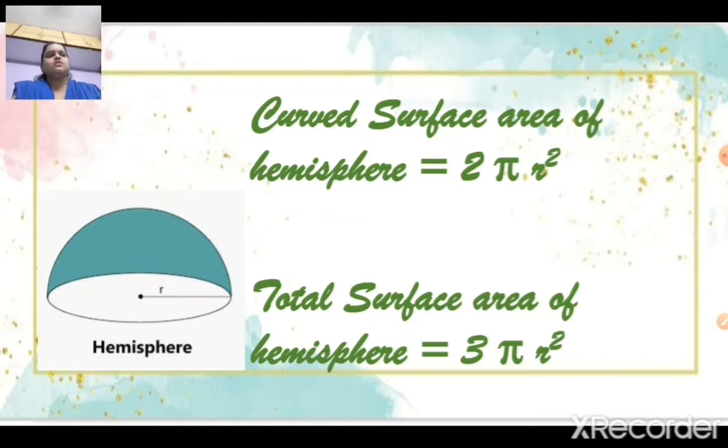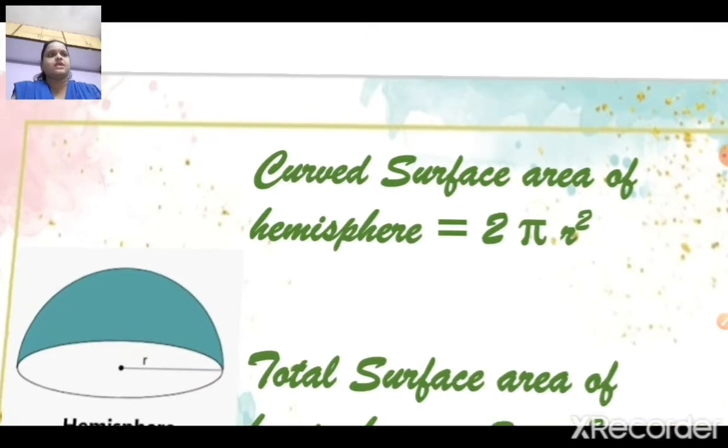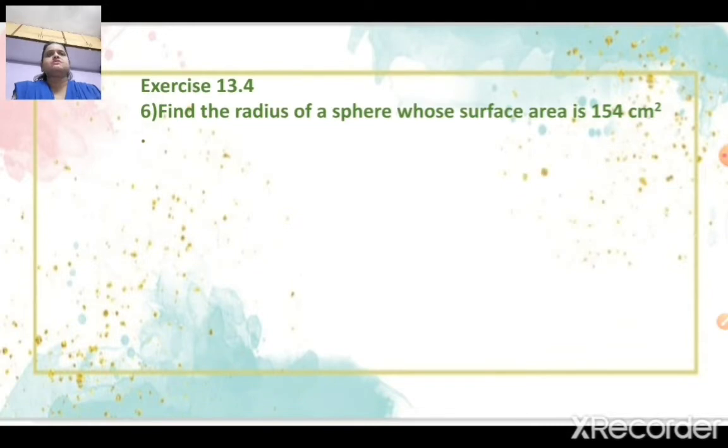Yes, so by using these formulas, we will continue with our exercise 13.4. So 13.4, question number 6. Find the radius of the sphere whose surface area is 154 centimeters square. Now what is given? The surface area is given. You can see over here the surface area is given, and by using that we want to find the radius of the sphere. Is it correct, children?